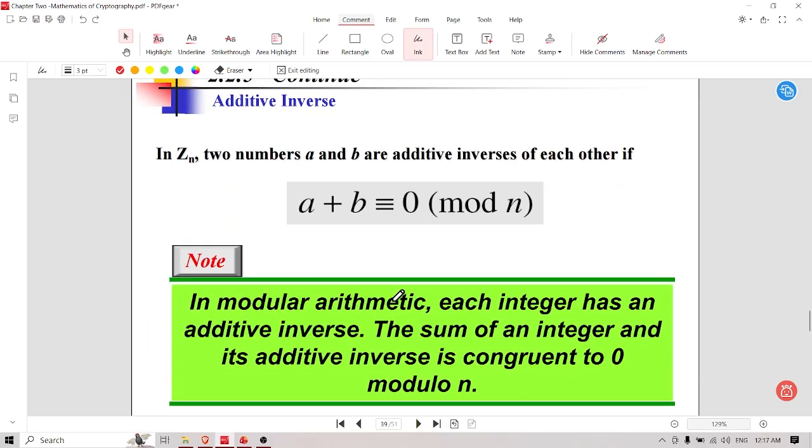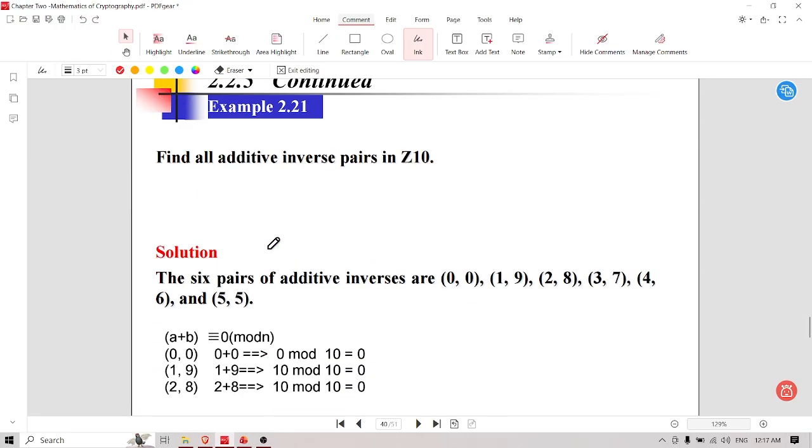Now we have a note. In modular arithmetic, each integer has an additive inverse. Of course, the sum of an integer and its additive inverse is congruent to 0 modulo n. We should always keep in mind the 0 for additive. Now find all additive inverse pairs in Z10.